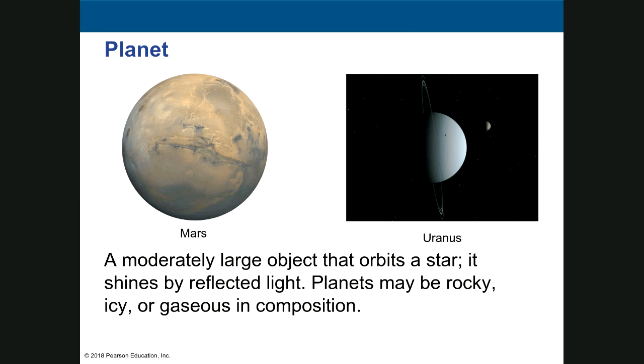Planets are moderately large objects. They're relatively small compared to stars, but they can be large relative to each other. Planets can be rocky, like Mars or the Earth, or they can be gaseous, like Jupiter or Uranus here that we can see. Planets are very interesting because up until about, I'd say, 25 years ago, we only really knew about and could look at planets in our own solar system.